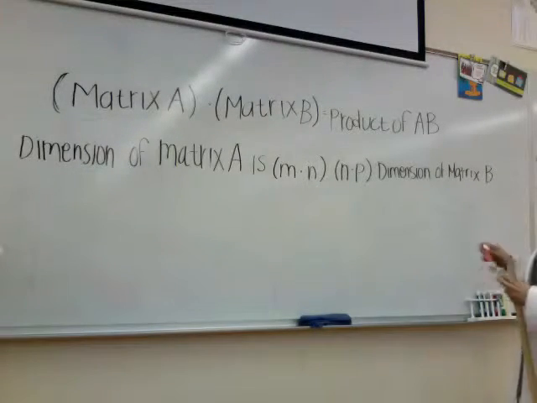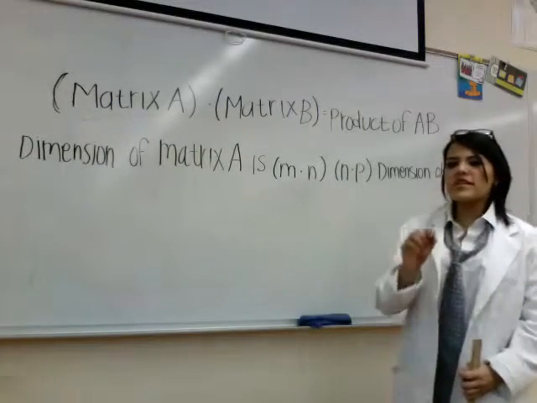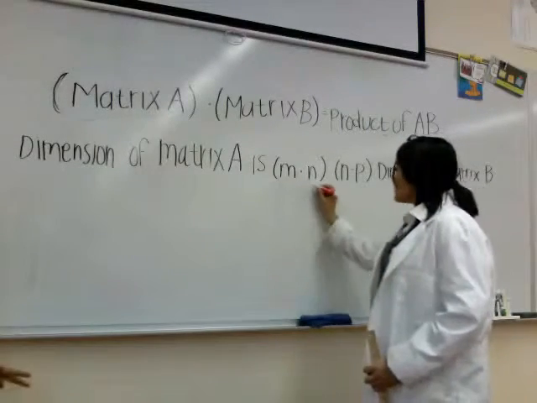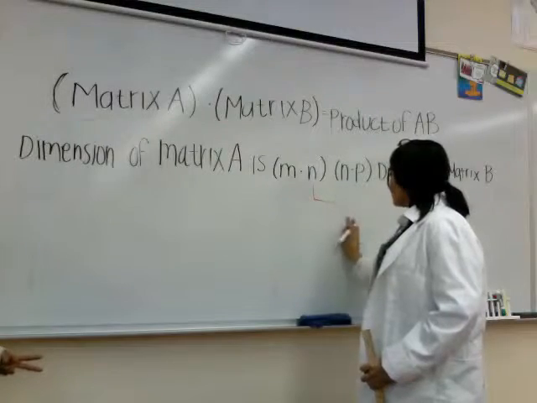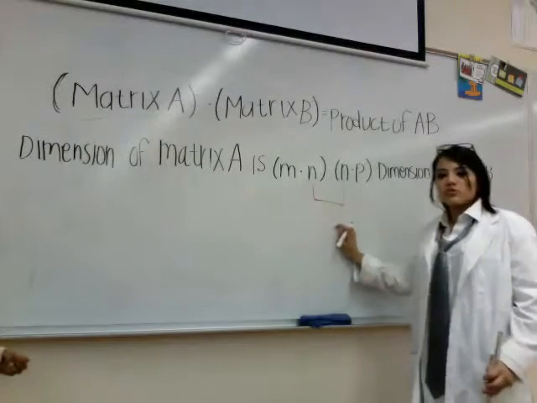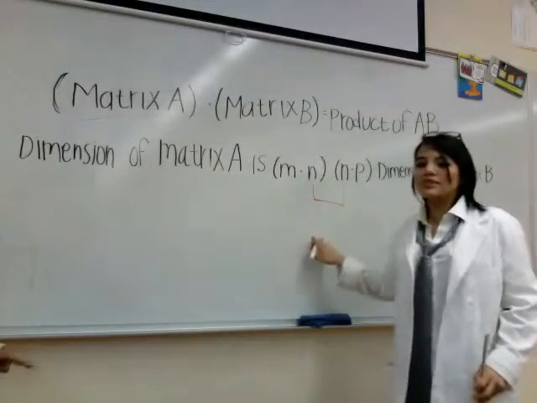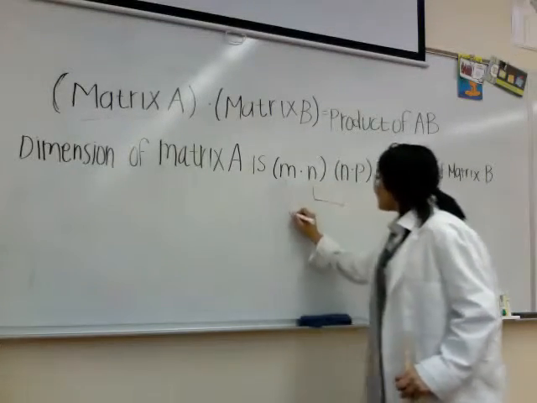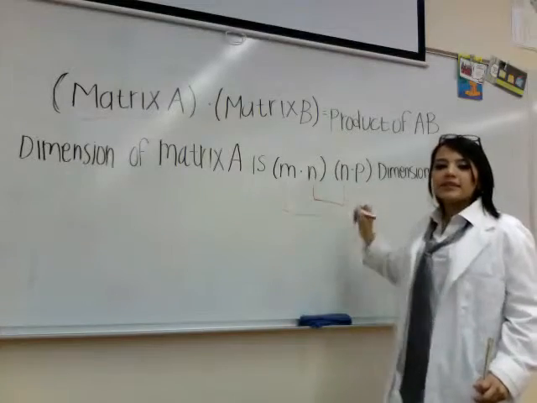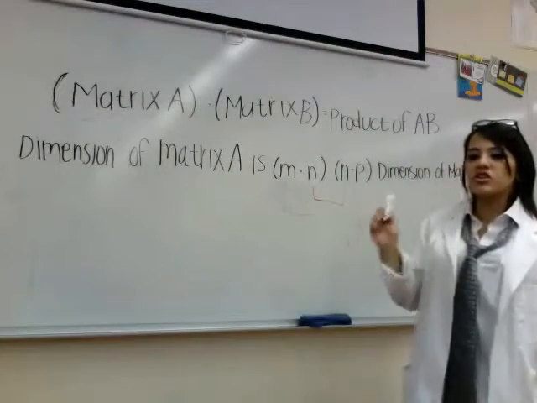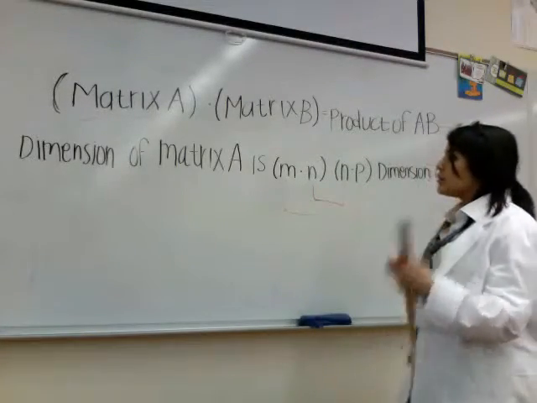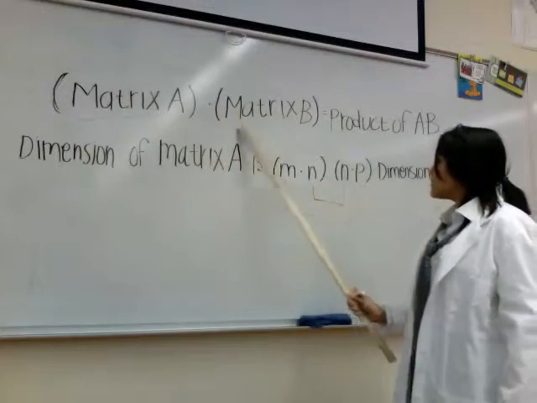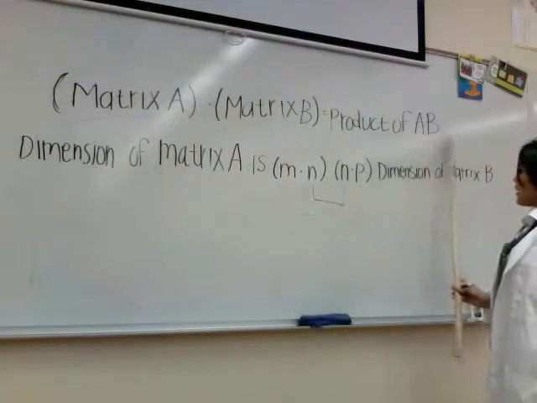Basically, all I'm saying is that in order to make sure that they work together, you have to make sure that these two inner parts of the matrix are equal to each other. If they are not the same numbers, then you can't multiply them at all. Second of all, the two outside numbers are also important because they tell you the dimension of your product. For example, matrix A times matrix B equals product AB.